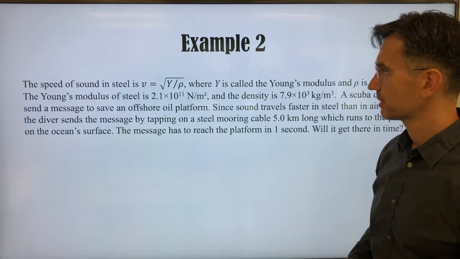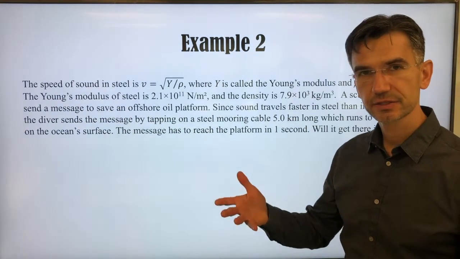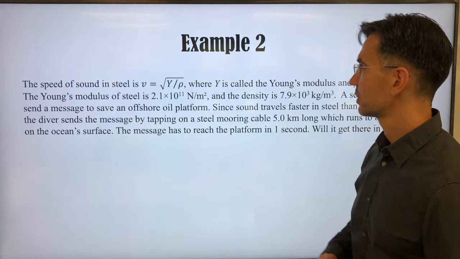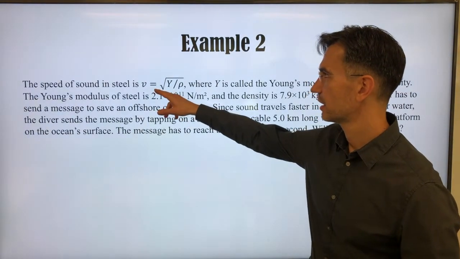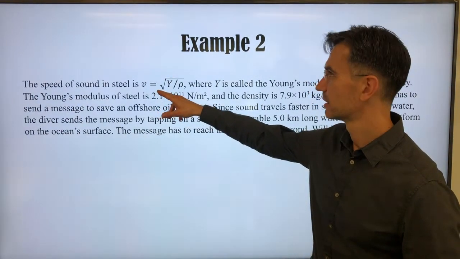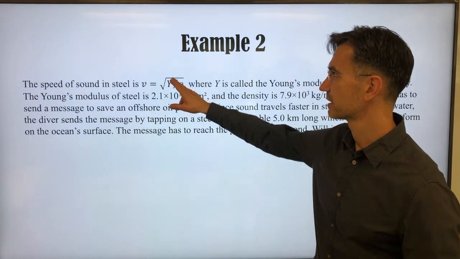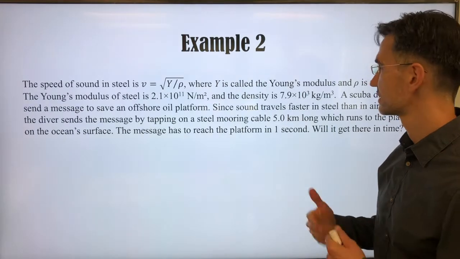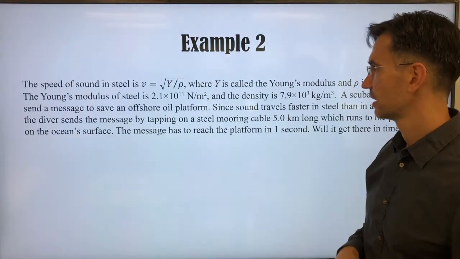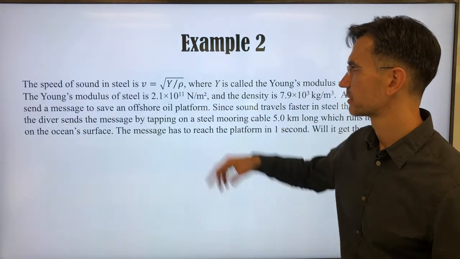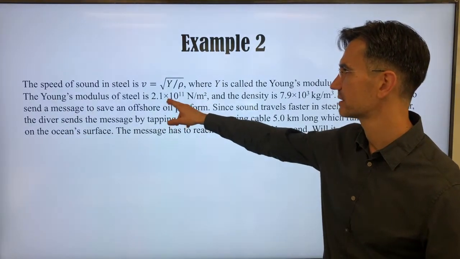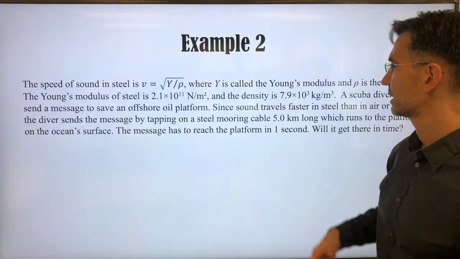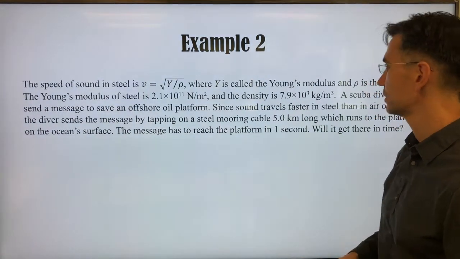So let's take another example. But now let's consider a wave propagating in a solid, steel. The speed of sound in steel is given by the square root of Y over rho, where Y is called the Young's modulus. It's a measure of the stiffness of the steel, and it's measured in newtons per meter squared. For steel, it's 2.1 times 10 to the 11 newtons per meter squared. And the density is 7.9 times 10 to the 3 kilograms per meter cubed.